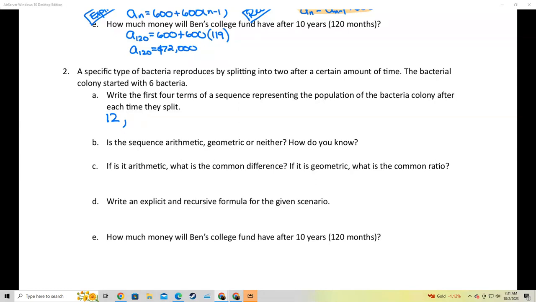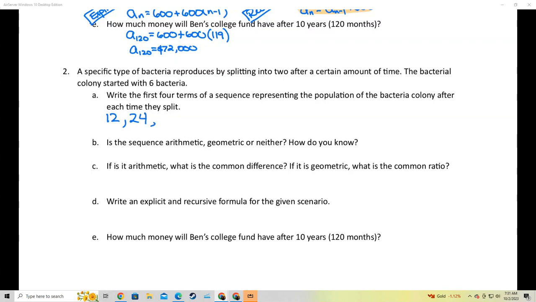Now, it's going to split again. Once they split again, each one of those 12 is going to split into double, right? They're all going to split into 2, split into 2, split into 2, split into 2. So that means instead of 12, now you have 24.